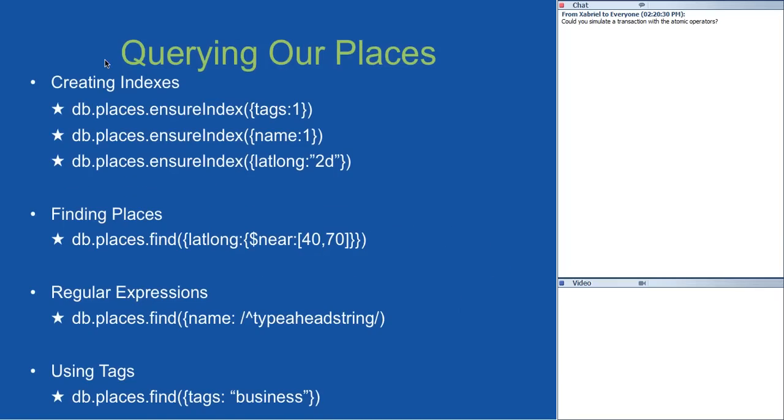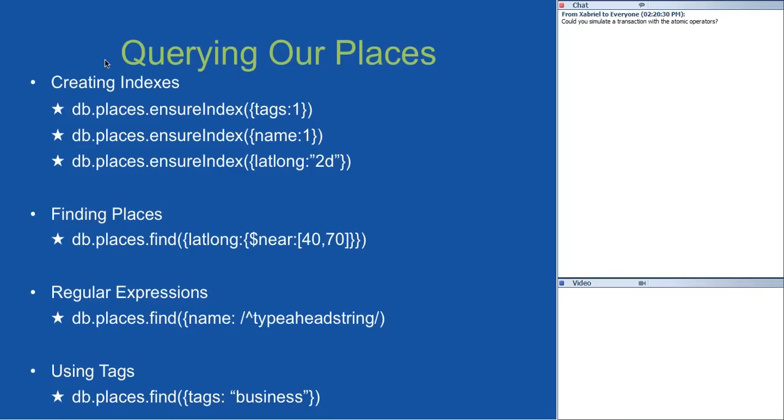So how do we query our places? Well, the first thing we need to do is we need to create indexes. Every time you want to query on a field, you create an index on it. So create as many indexes as you need, and the rule of thumb would be also to create no more than the amount of indexes you need. The more indexes you create, the more space that's going to be taken up on disk, and also the slower your writes are going to be.